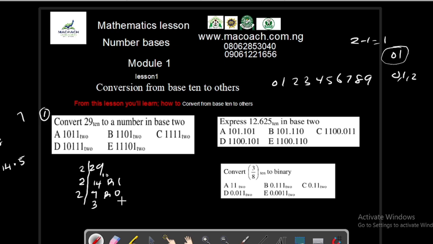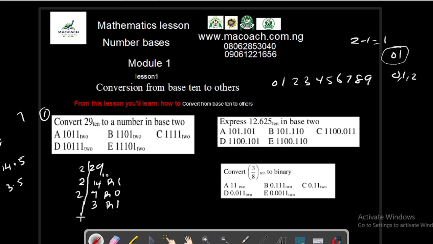So what will be the remainder? Let me use a calculator for better understanding. When you do 7 divided by 2, it gives 3.5. This 5 is not your remainder. To get your remainder, you multiply 3 times 2, that is 6, and subtract it from 7. That is 1. So the remainder is 1. Hope you are getting this.